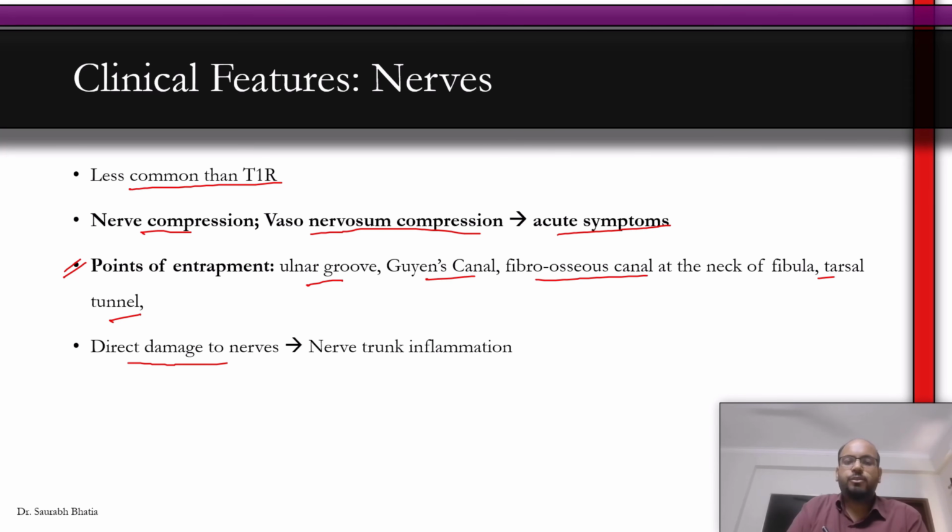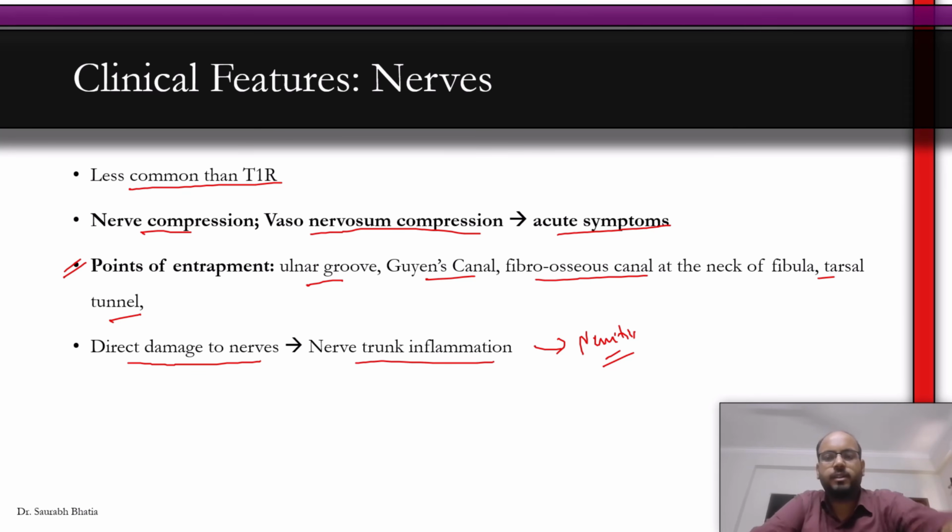If there's direct damage to nerves, remember NCAM positive marks over Schwann cells getting attacked by CD8 positive cells. They can lead to nerve trunk inflammation, which can further lead to neuritis. So neuritis is a multifactorial issue, and all these factors come together to damage the nerves. Let's move forward.